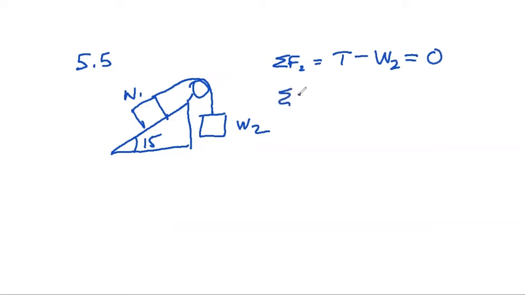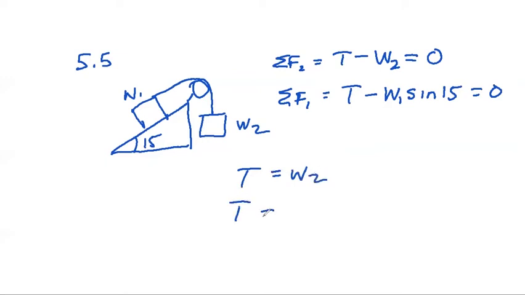And the sum of the forces in 1 is going to be equal to the tension minus W1 sine 15, which equals 0. So now that's good. Let me just write it in terms of each other. T equals W2 and T equals W1 sine 15. So I'm going to put this value here and get my ratio.